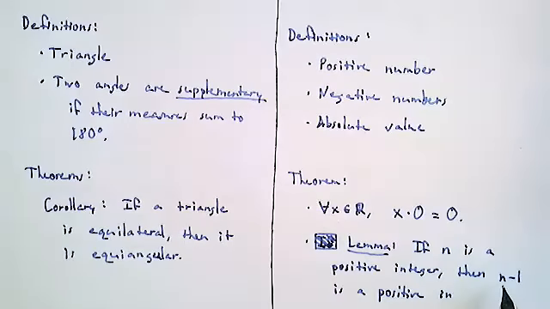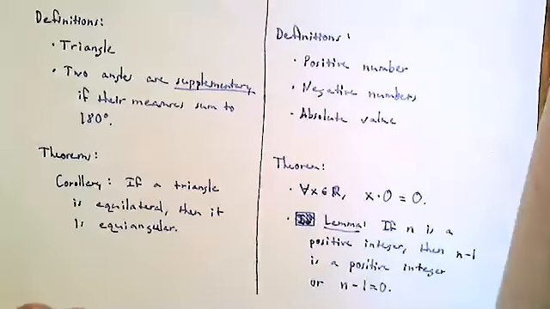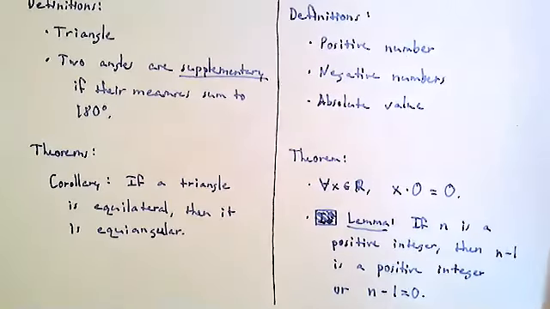So for example, if you start with 5 and subtract 1, you get 4. So it's also a positive integer. Or you get 0, or n minus 1 is equal to 0. So if you start with 1, if your positive integer is 1, and then you subtract 1, then, oops, you can't see that last line, then n minus 1 is 0. 1 minus 1 is 0. So this lemma, this fact, theorem, whatever you want to call it, is true.